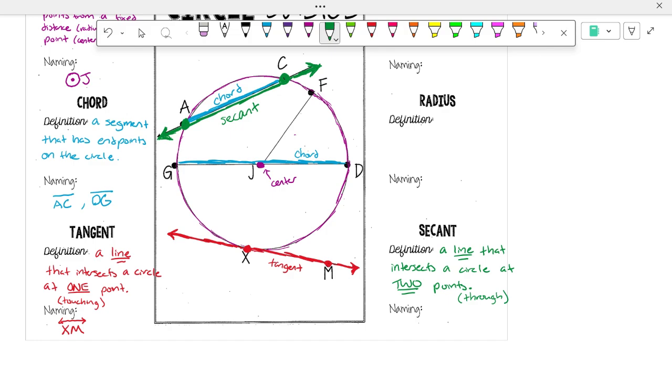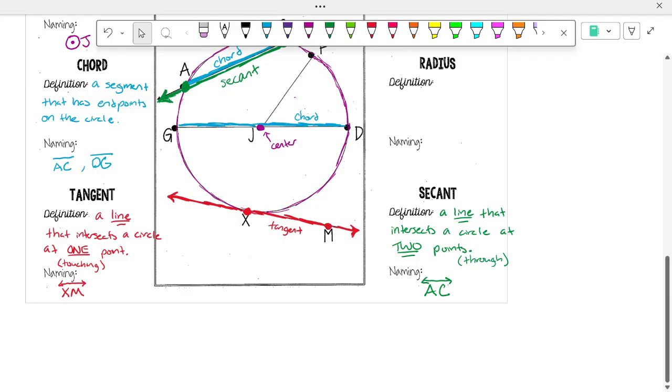And we name it just like we name a tangent line. So you use 2 points, so AC, and then you draw the little line symbol over it. You guys see why I wanted you guys to have colors now? Yeah.